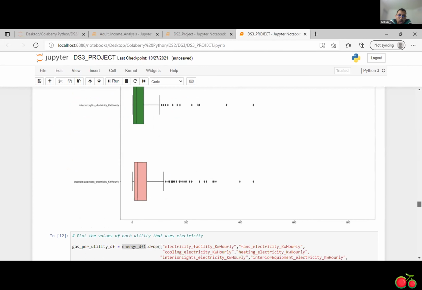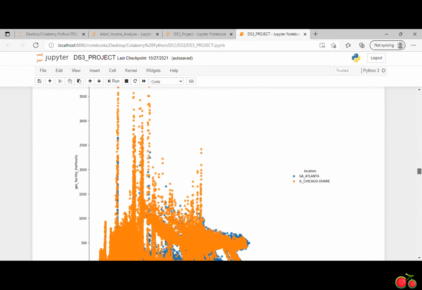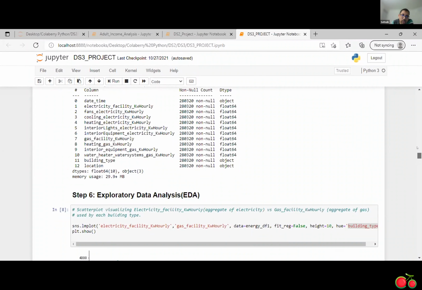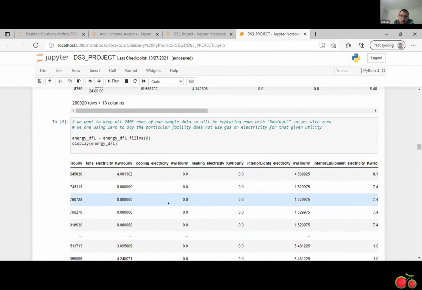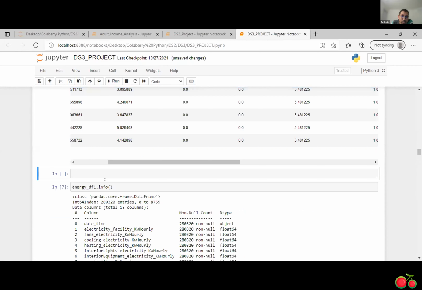Where's your final data frame? energy_df1, right? Where is it? So just open a new cell, a code cell, and write energy_df1. Paste it. Do square braces. Inside that again energy_df1, again square braces, and then double quotes.